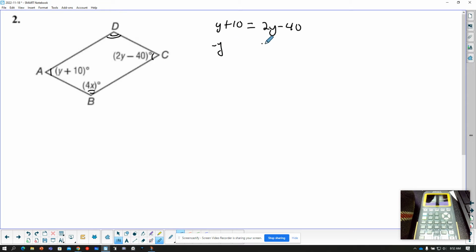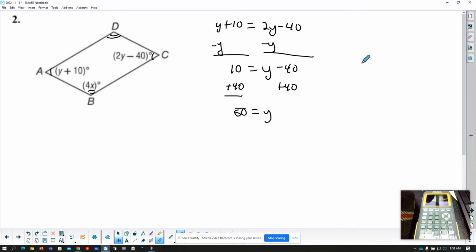Let's go minus y from the left side. I get 10 equals 2y minus y is y, 1y, minus 40. Add 40 to both sides to get the y completely by itself, and I get 50 equals y.